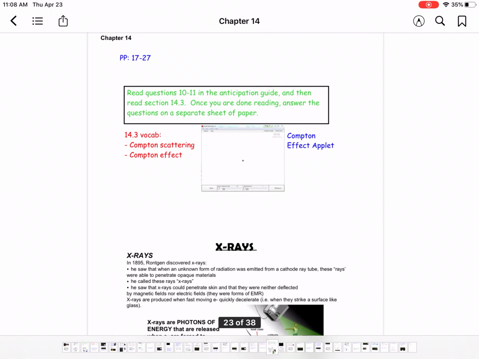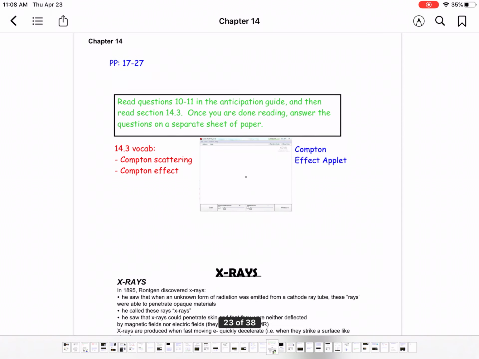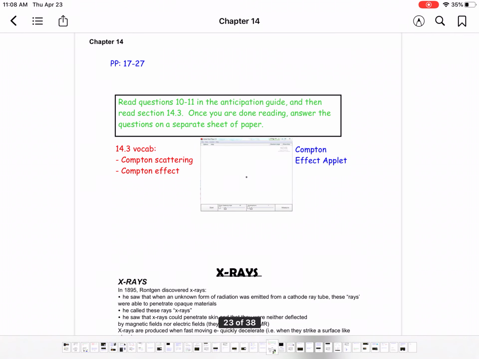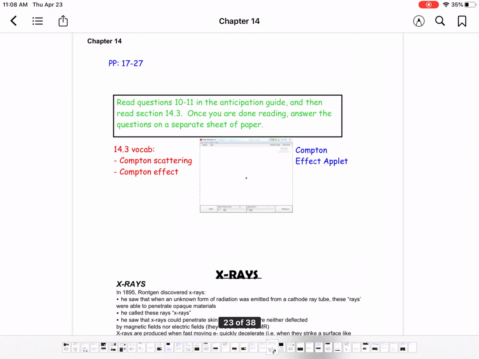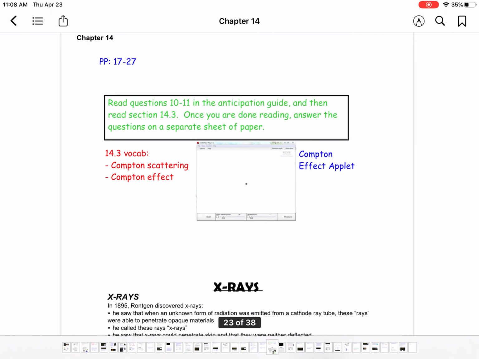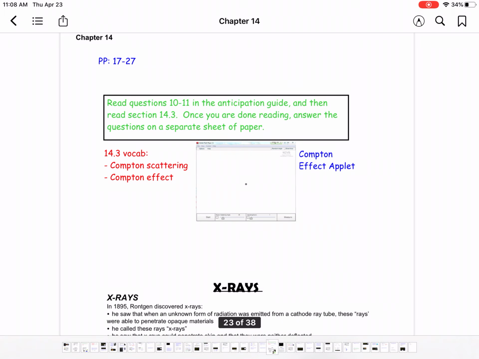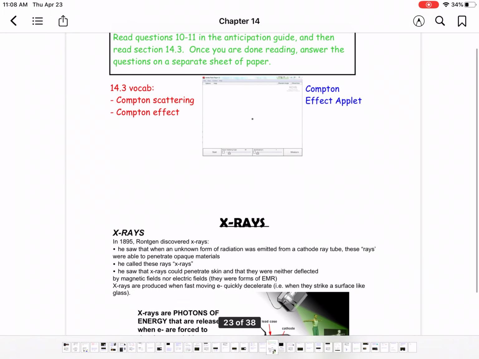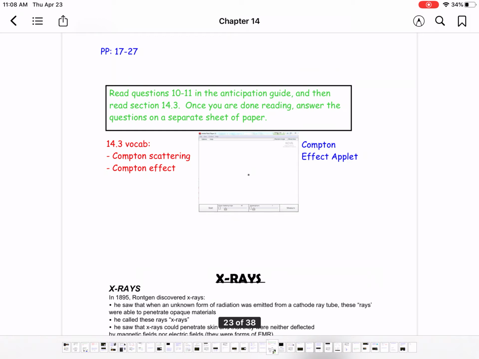So that is it for lesson 2 here. You have practice problems 17 through 27. This is actually all you're assigned for this week. You just have these 2 lessons. Okay, and then you have, of course, your mini quiz, and you can do your anticipation guide. So read questions 10 to 11 in the anticipation guide, and then read section 14.3 once you're done, and go from there. Okay, next week we will get into the rest of chapter 14.